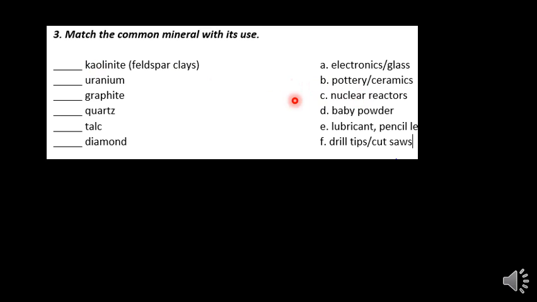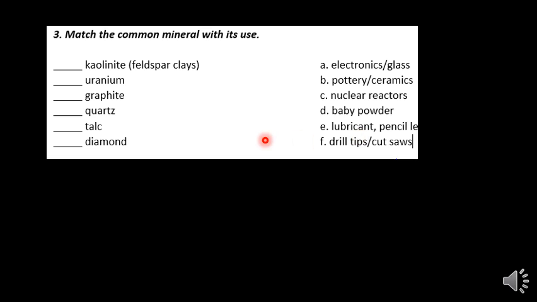Nuclear reactors, well, we use uranium. Uranium-238 is radioactive and decays, and we have to mine that. Remember, nuclear energy is a non-renewable resource because uranium is not being renewed in the ground. It lasts for a very long time, but it's still considered non-renewable because we do mine it out of the ground. Baby powder, of course, that's talc or talcum powder. Very soft on the Mohs hardness scale.